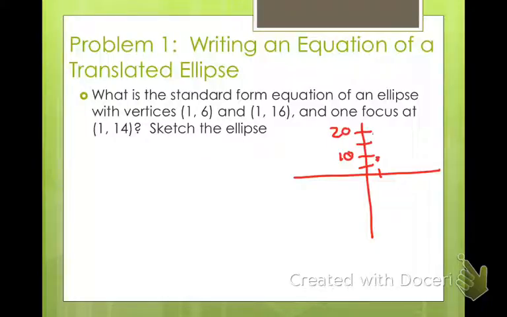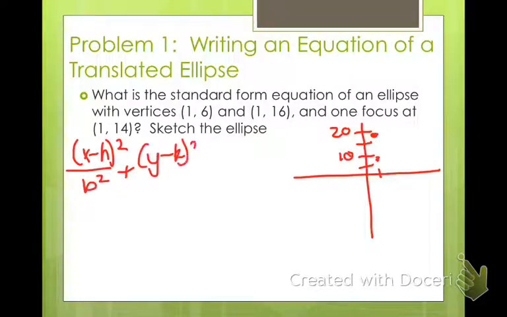Okay, so what do we know about this ellipse? Well, we know we have vertices, and the vertices are the endpoints of the long side, so we know it's going to be a vertical ellipse. So we're going to use that equation, x minus h squared over b squared plus y minus k squared over a squared equals 1. So then we need to fill in our values that we don't have. So we need to find h, we need to find k, we need to find b, and we need to find a. So let's first start by finding the center.